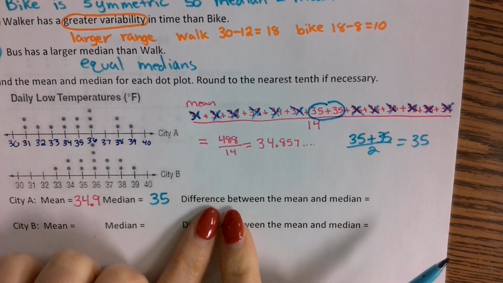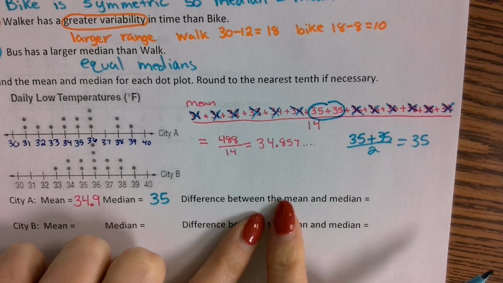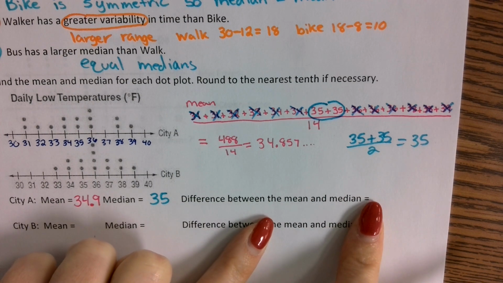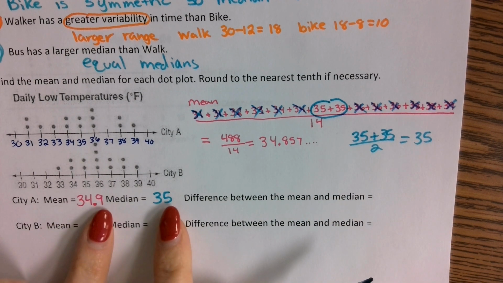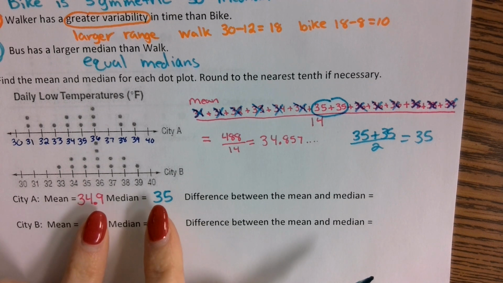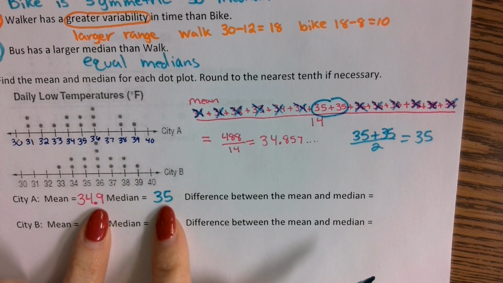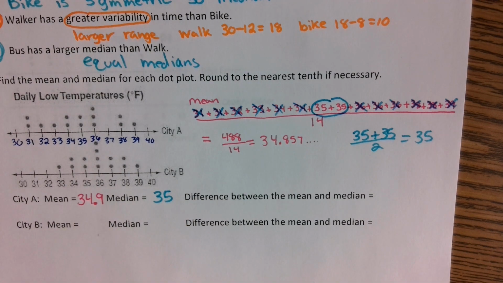Now the question says, what's the difference between the mean and the median? So what am I going to do with those 2 values? Subtract. What do I get when I subtract 35 and 34.9? Say it louder. 0.1.